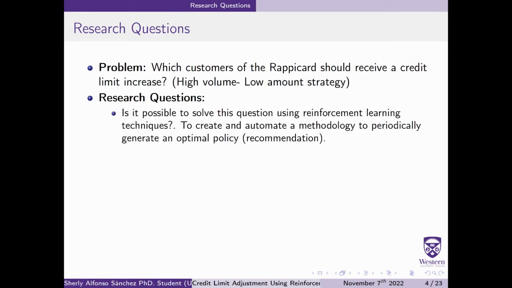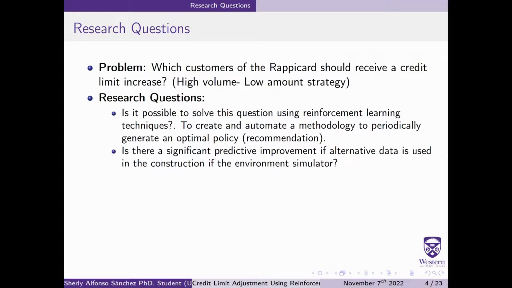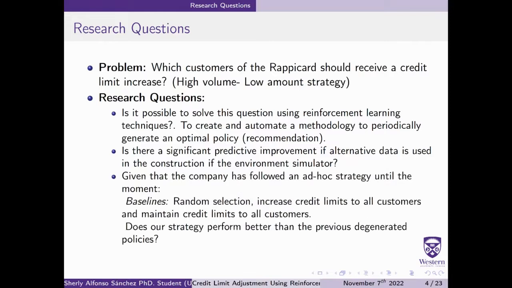The first one was whether this question could be resolved using reinforcement learning techniques. This is to create, automate and periodically generate an optimal policy, that is, a recommendation. Also, to evaluate whether the alternative data that they have, given because of the usage of the Rappi application, could improve the performance of our models. These models were used to train the reinforcement learning algorithm.